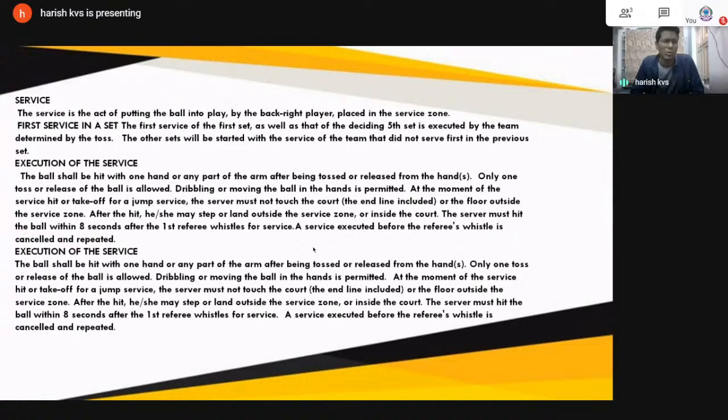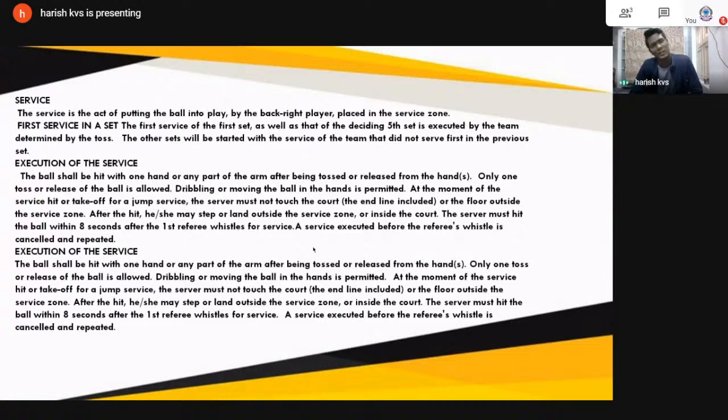So as you can see, there are two types of service done by the player. Either he will be tossing the ball with the other arm and hitting with his right arm, or else the toss will be done with the same hand and he will hit the ball with the same hand. So there are two aspects of doing the service, and there are different types of service.